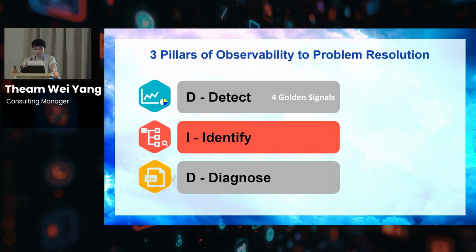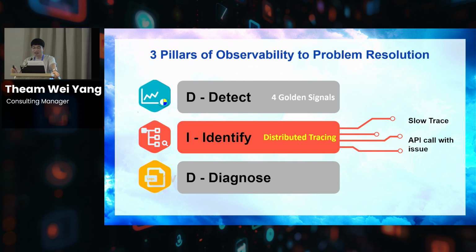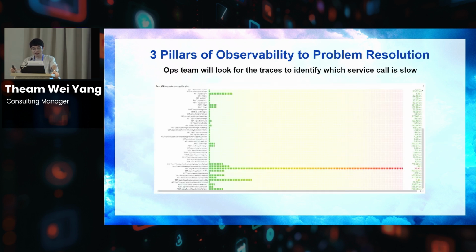Then we quickly identify the bottleneck by distributed tracing. We look for slow traces, and then we narrow down to a particular API call with an issue. All right? So there is a list of API calls with their respective request times in the graph. With this, we can easily notice where the API call with the issue is. So in this case study, it was the registration search user, which is taking 10 seconds.